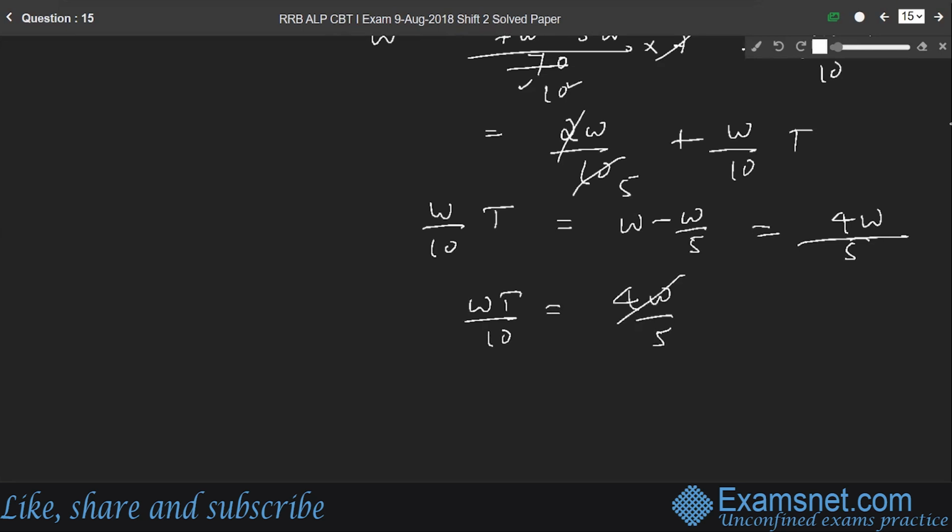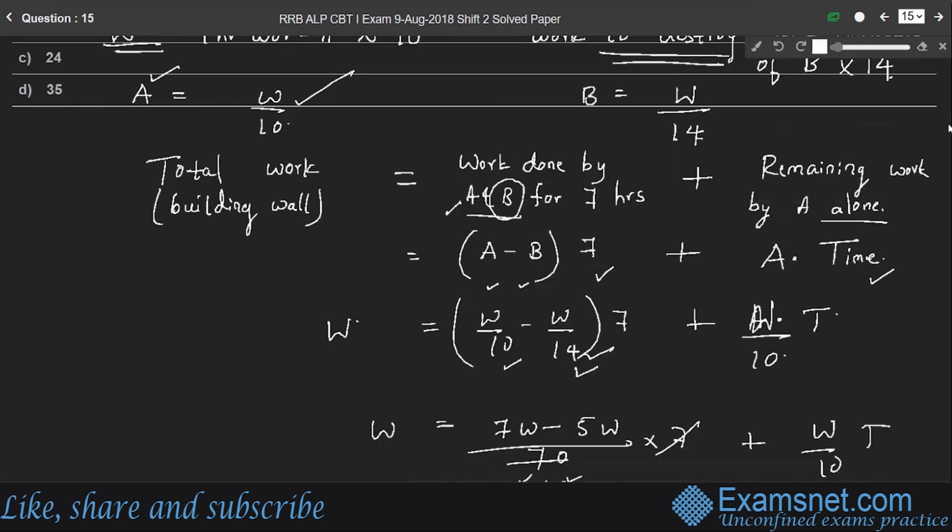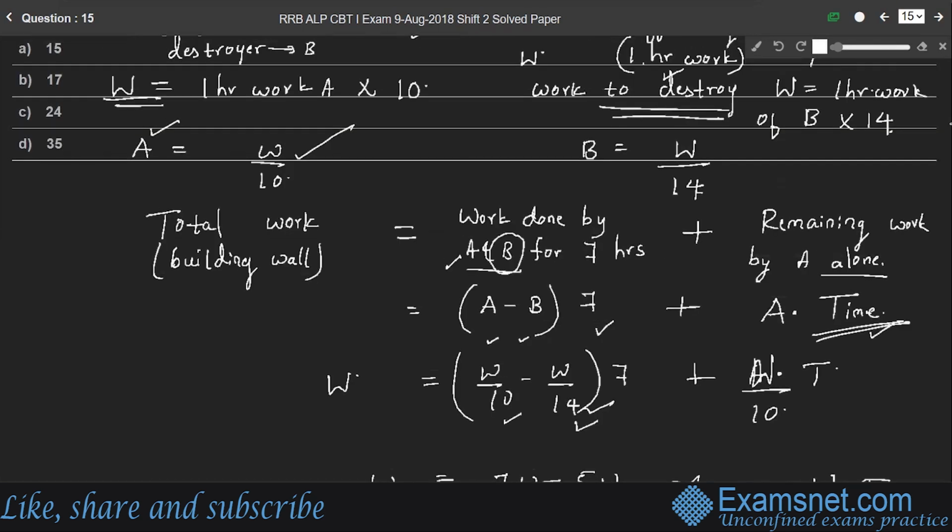So I can cancel W and W. So T is equal to 4 into 10 by 5. So 5 into 2. So 4 into 2 is 8 hours. So here A takes 8 hours of time, right? Here time taken by A is 8 hours to complete the remaining part of the work.